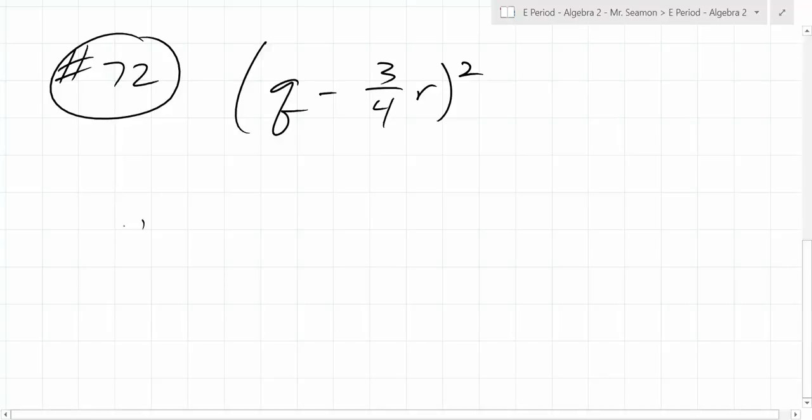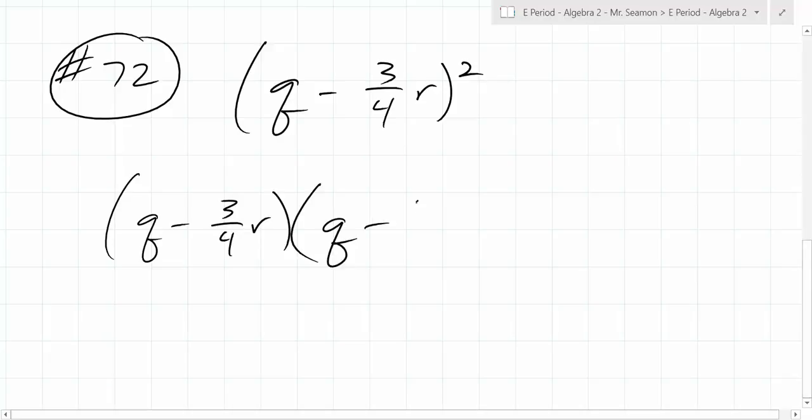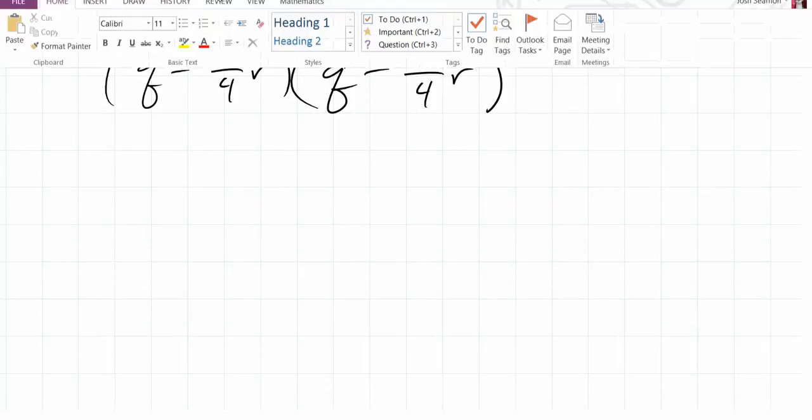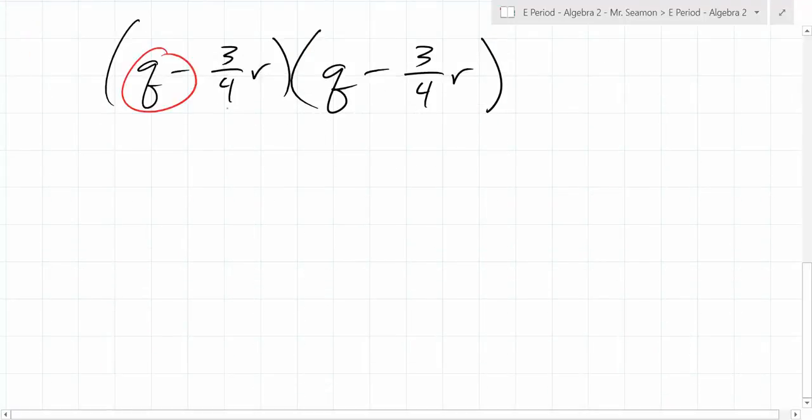Q minus 3/4 r times Q minus 3/4 r. You know that this right here is squared, which means you multiply it by itself. You do everything times everything. So what's the first thing?